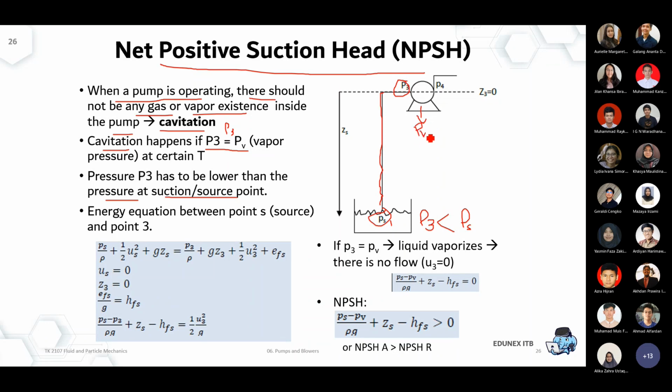What is my vapor pressure? And am I already working in the vaporization zone, or is it still completely liquid? If the delta P drops too much, now I get a condition where P3 is already lower than PV. Vapor forms at the pump, and that causes cavitation.